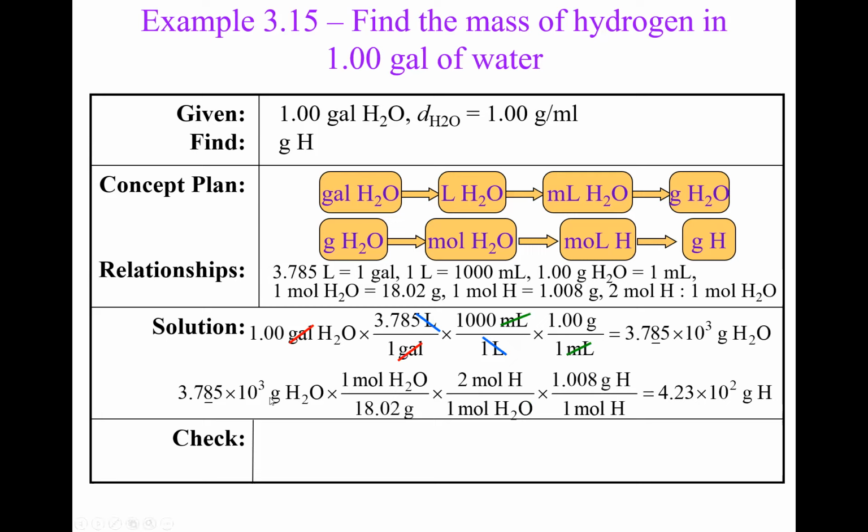Okay, then at least we're in mass, but this isn't the mass of hydrogen, it's the mass of water. The molar mass or formula weight of water is 18, right? 2 hydrogens and 1 oxygen. But then it wanted the mass of hydrogen, and how many hydrogens are there in water? There's 2 for every water molecule. And then what does hydrogen weigh? It weighs 1.008 grams per mole. So again, lots of unit conversion here.